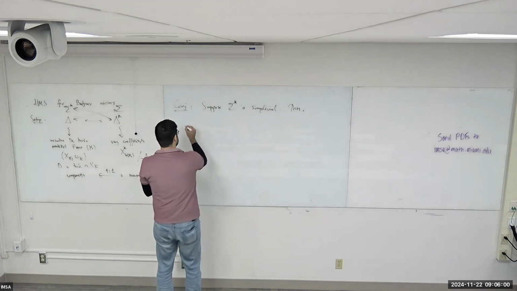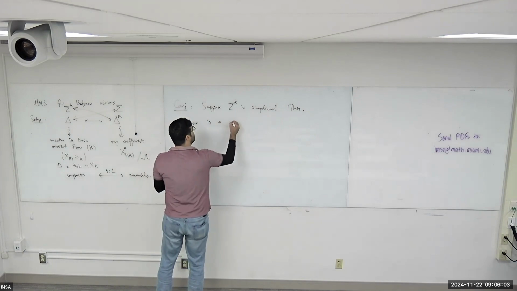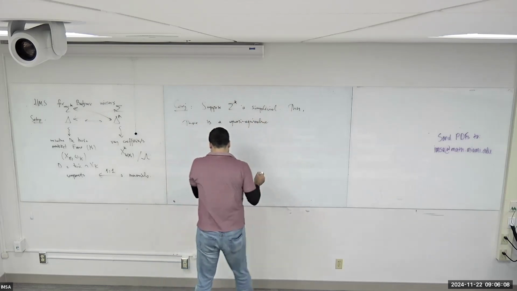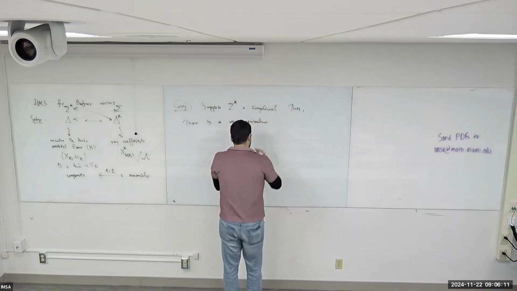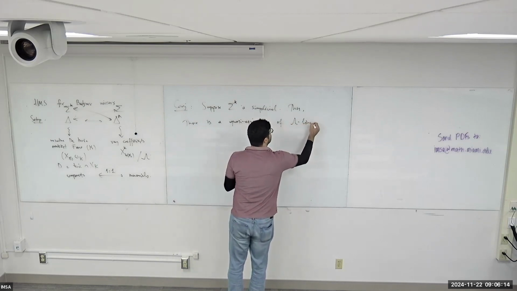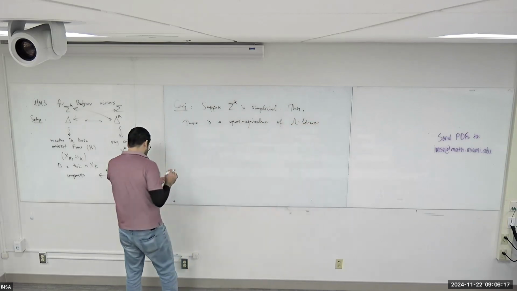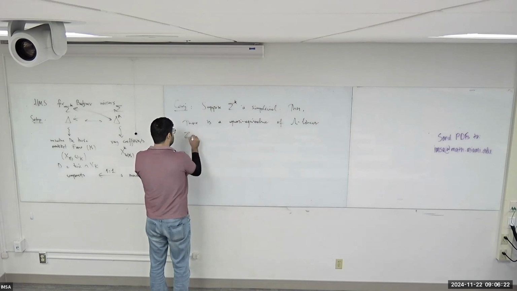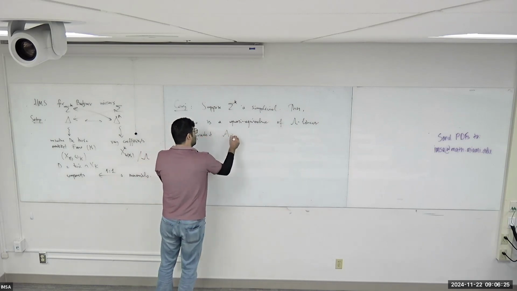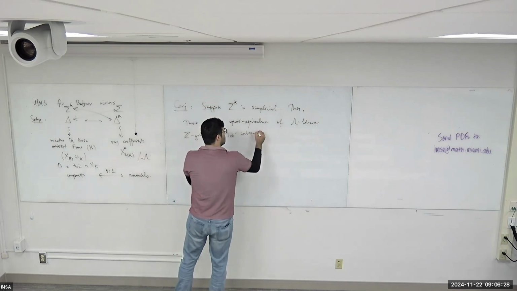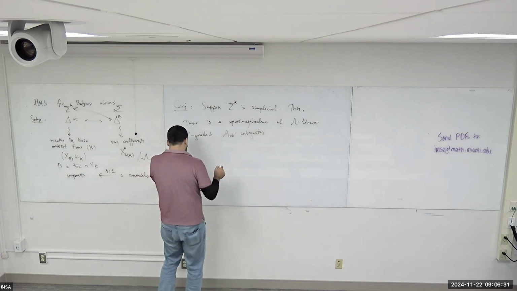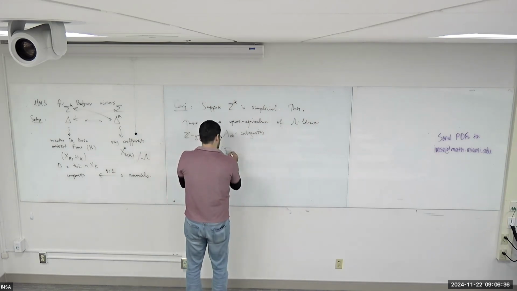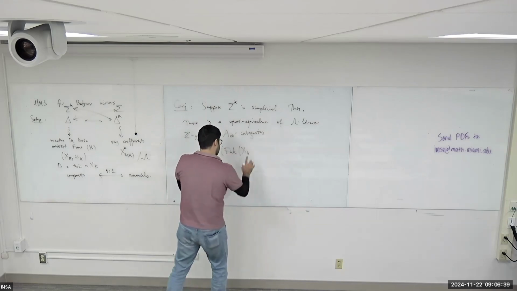So there is a quasi-equivalence of lambda-linear Z-graded infinity categories, and we take the Perf of the Fukaya category of this X kappa.